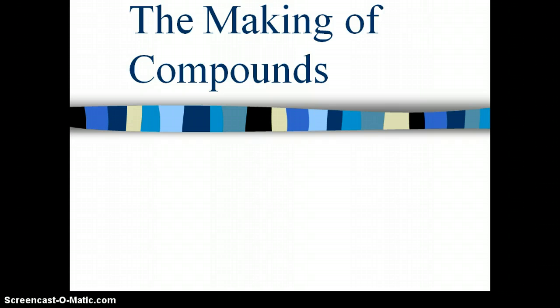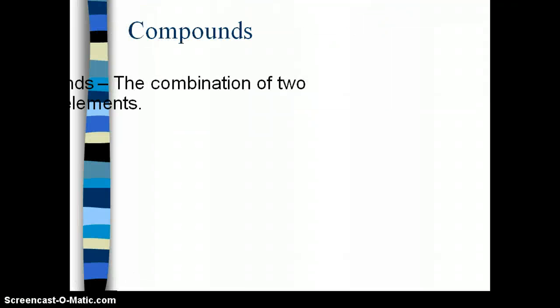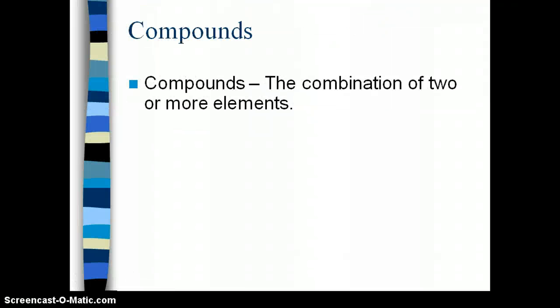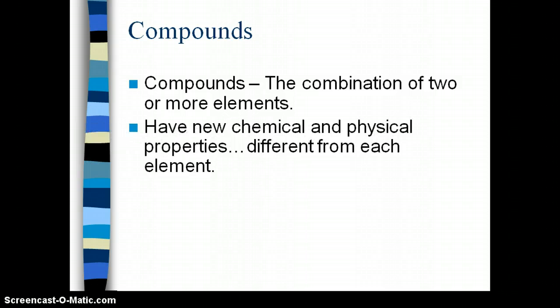Okay, so looking at our PowerPoint today, making of compounds, this again is chapter 5. First we're going to define compounds. So compounds are a combination of 2 or more elements and they are chemically combined. So it's not just a mixture, it's actually that they are chemically put together. They share or take electrons or sometimes give up electrons. And so we'll talk about the differences for those today.